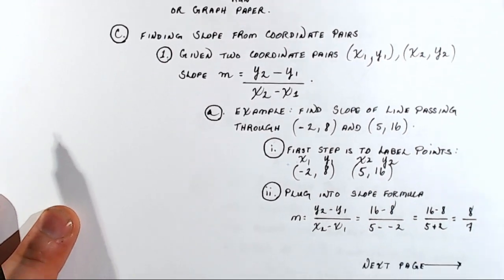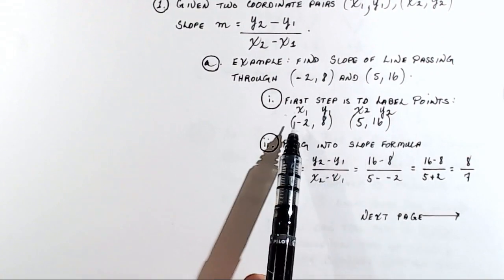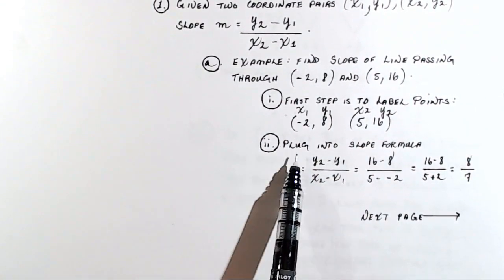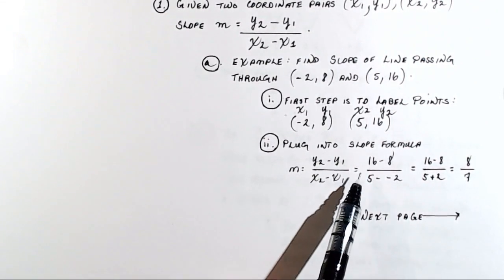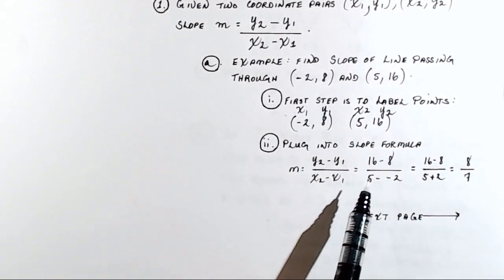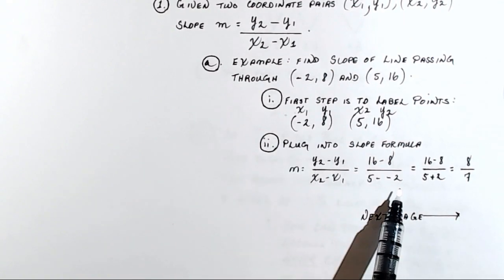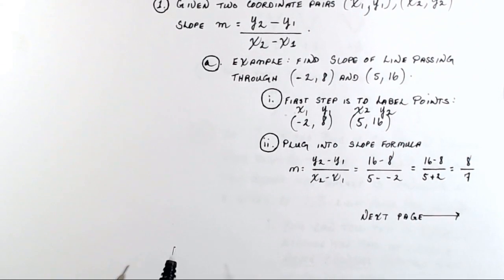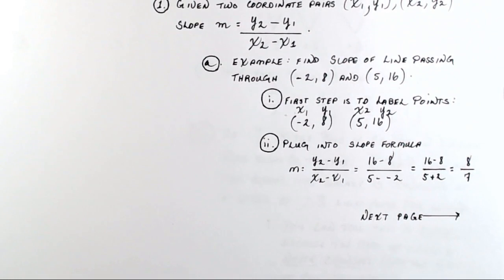So here I've got the steps. The first step is to label the points, and here I've rewritten the points out and I've labeled them x1, y1, x2, y2. Now plug those into the slope formula. y2 minus y1 over x2 minus x1 equals 16 minus 8 over 5, pay attention here, minus, and then we just plug that point in, so it's negative 2. 16 minus 8 over 5 minus negative 2. So we'll rewrite that 16 minus 8 over 5 plus 2, because 5 minus minus 2 becomes a plus 2.